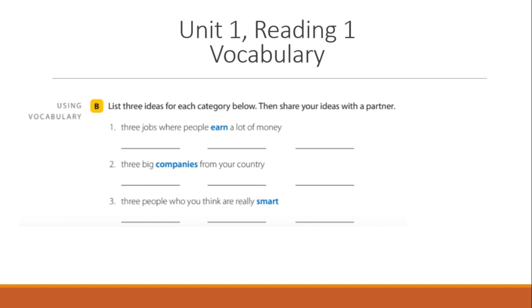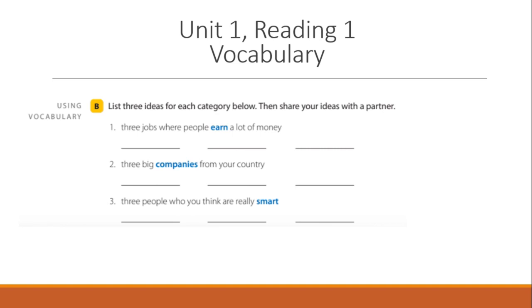Another job that I think of earning a lot of money is company CEO. So the leader of a company, the president of a company, they often earn a lot of money. And finally, other jobs that earn a lot of money are professional jobs where you have to go to university, things like a doctor, architect, engineer. These are people that are often very well paid.